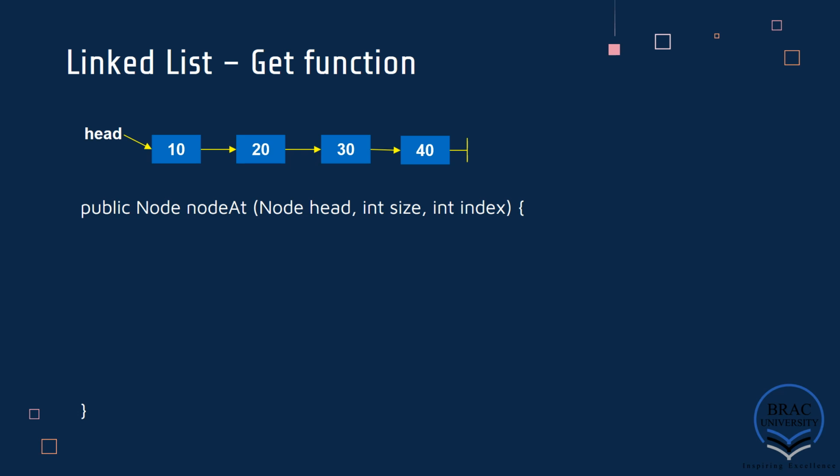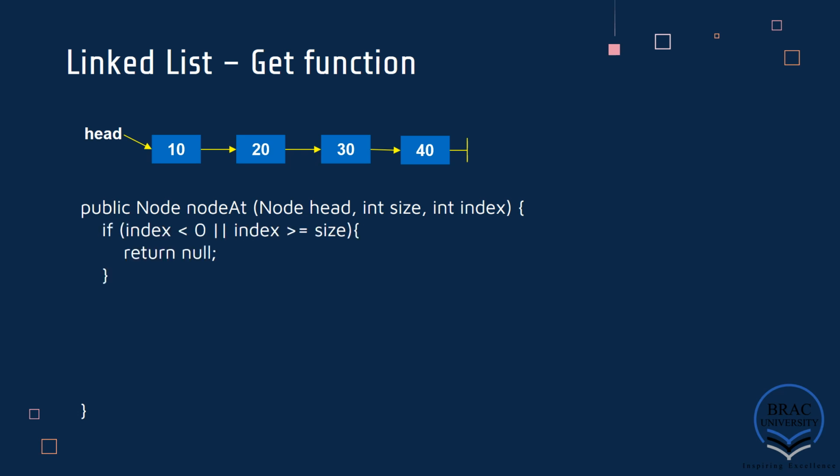Okay, so if you look at the node add function, we have head, size and index. Head is basically referring to the starting of the list. Size is the number of elements in the list, that is the number of nodes, and index is an index value or position of the node. And what we want from this function is the address of that particular node whose index is given here. So how can we do it?